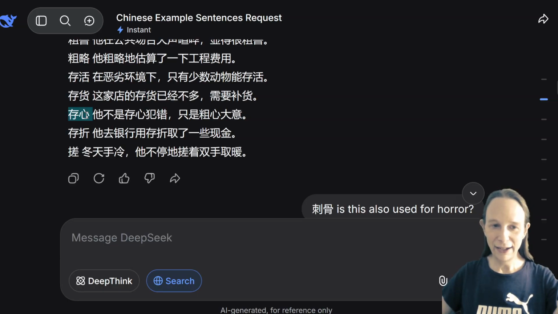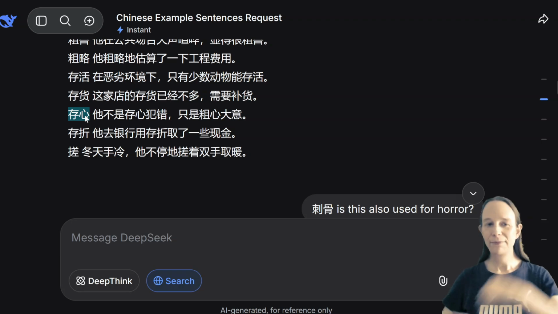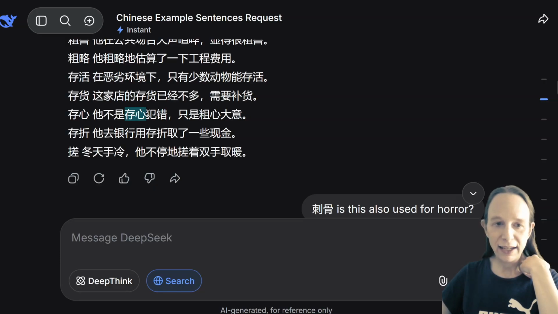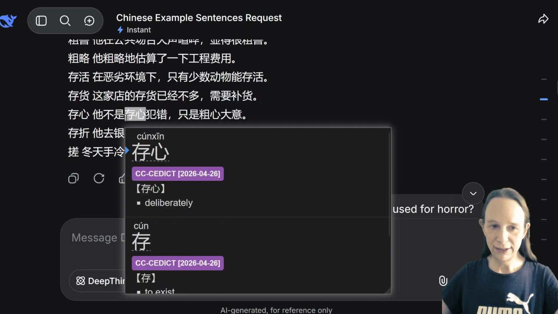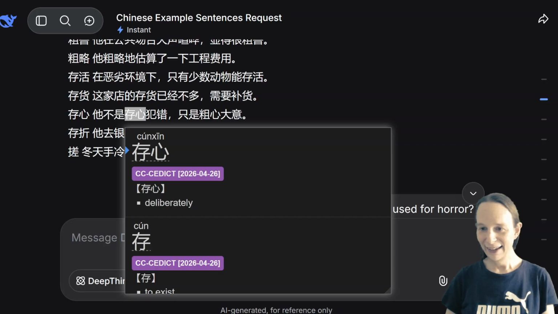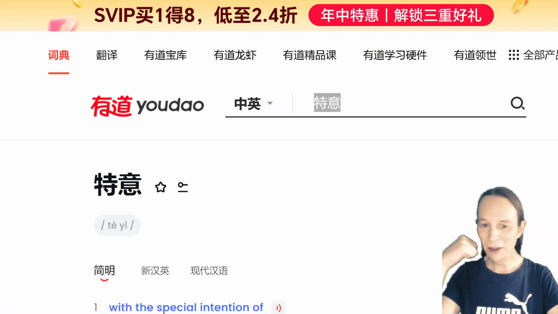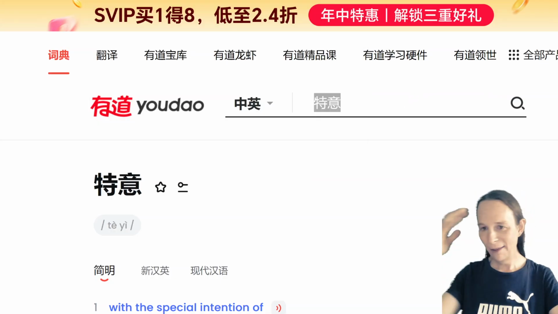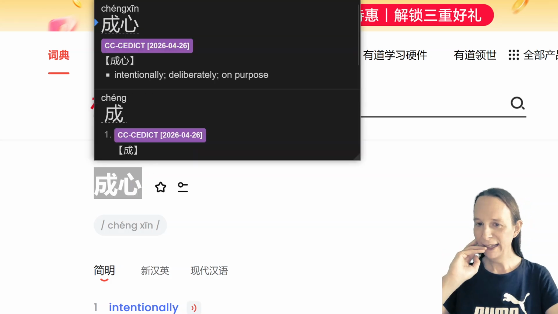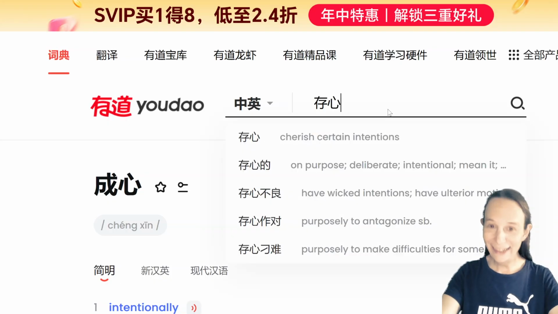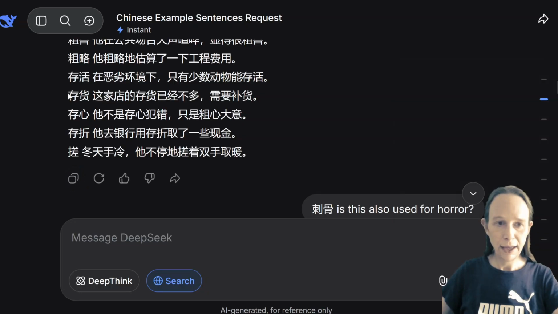存心. Exist heart. I don't know what that means. 存心. 他不是存心犯错. Oh, it's another word for deliberately, isn't it? 就是粗心大意, deliberately. So we know 故意, do it on purpose. 特意 is do it on purpose, but usually with a special purpose. What's the other one? 诚心, intentionally. So 存心, you can add that to that family of words.